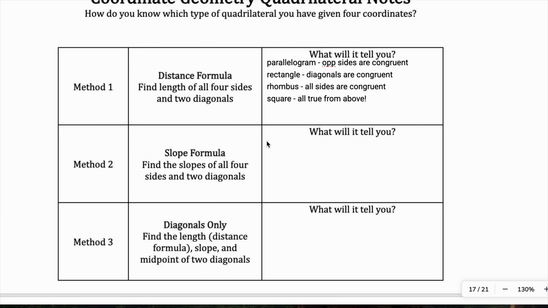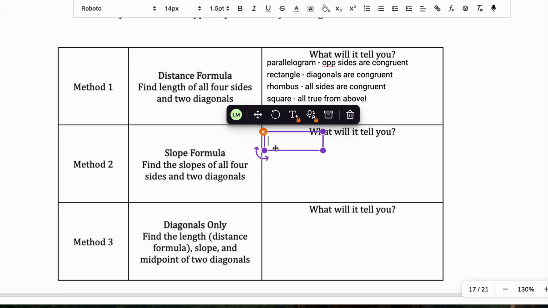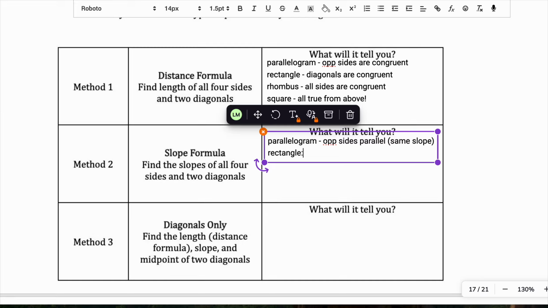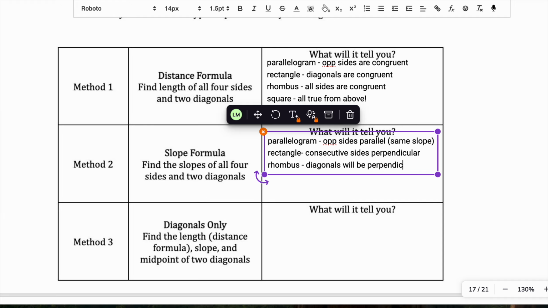For method 2, we're going to talk about the slope formula. Slope formula would be, if it's a parallelogram, opposite sides parallel, so that's same slope. If it is a rectangle, you're going to have consecutive sides perpendicular. If it is a rhombus, your diagonals will be perpendicular. And if it's a square, all true from above.